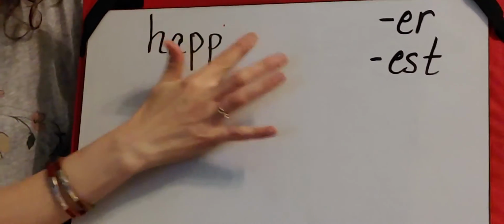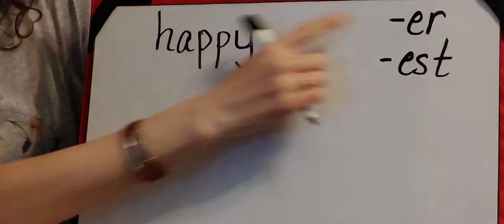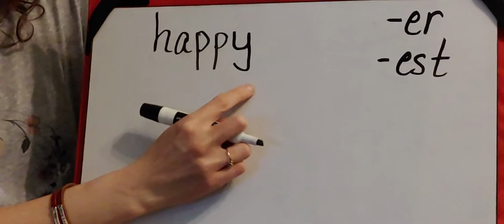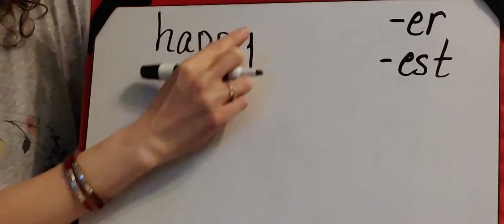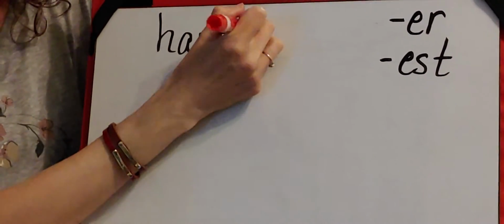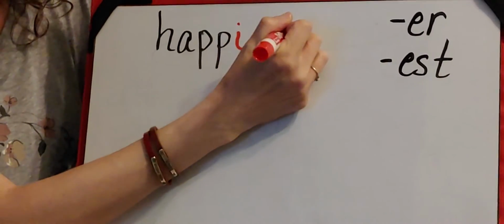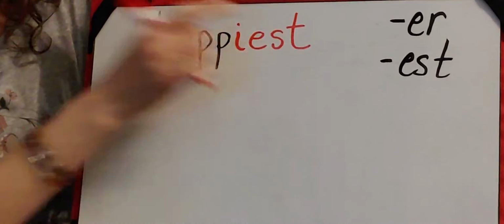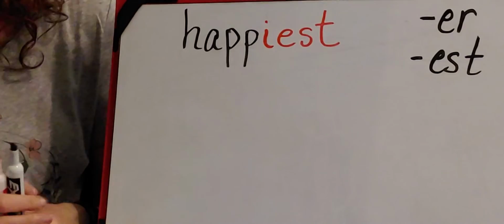Let's erase this and let's practice happy again. But this time, instead of ER, let's add EST to the ending. Now, we can't just put EST here because we have to change this Y. Do you remember what we just did with this Y? Right. We have to take this Y off and we change it to what letter? To an I. Very good. And now we have the word happy with an I at the end. And then we're going to add E-S-T. So now it says happiest. Happiest.